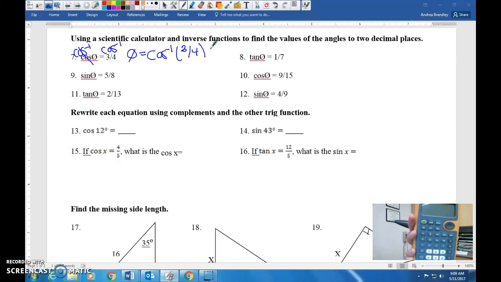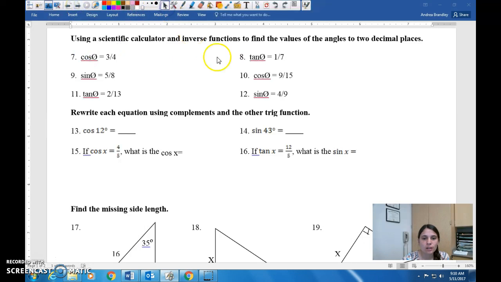So you're going to hit second first. So I'm going to hit second, cosine, and it'll look like this. It'll have that cosine with a -1. And then enter my 3 divided by 4. So my calculator ends up just like this. And then hit enter. And it says to round to 2 decimal places, which is about 41.41 degrees. So both of these types of problems are very calculator-based problems. So I'm going to go ahead and let you calculate those so you can make sure you understand how your calculator works. And if you need to rewind and watch how I did it again, feel free to do so.